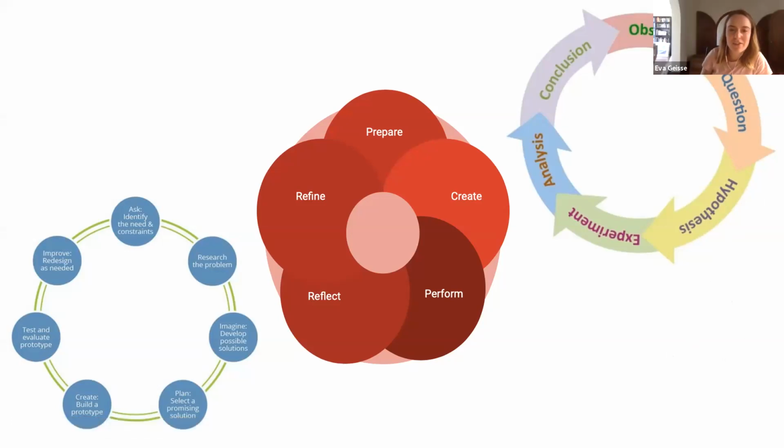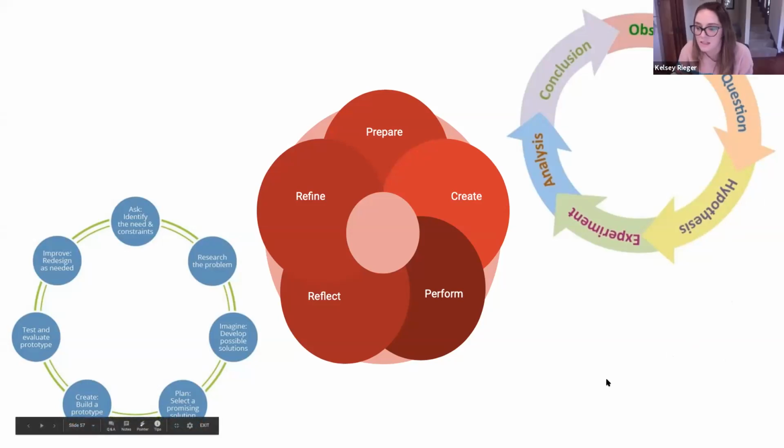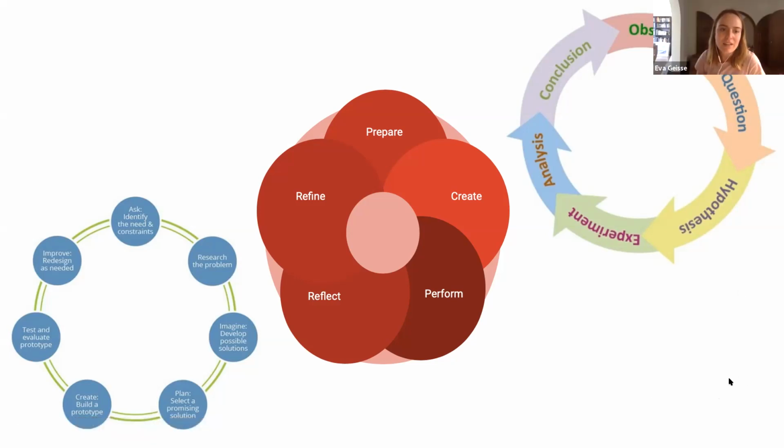There's similarities between the 3 circles, similar steps in the cycle. Okay, Eva, is it Eva, am I pronouncing that correctly? Eva. Okay, great. Can you expand on that a little bit? What are some of the similarities you see? Yeah, you have research the problem. In one circle, it says experiment or have a question. In the middle circle, you have the step of creation. There's definitely different words, but I think they're representing a similar process, a design process.